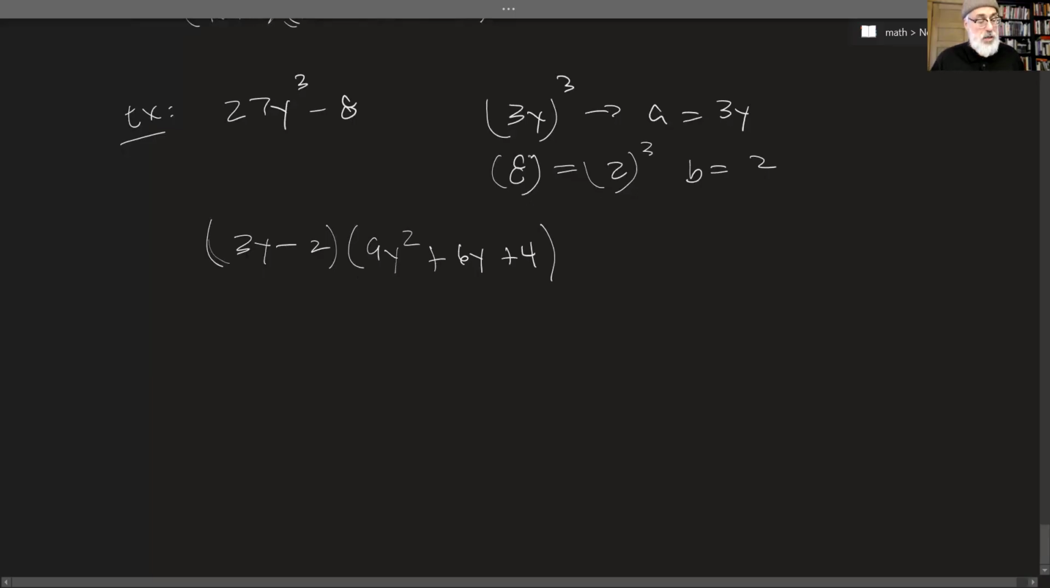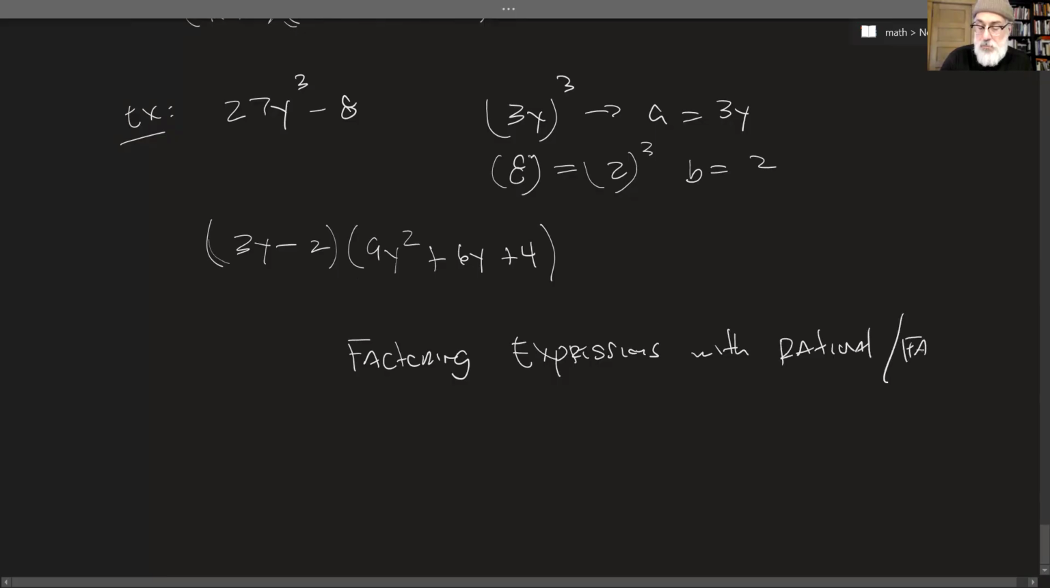So now we are going to look at factoring expressions with rational or fractional exponents and/or negative exponents.